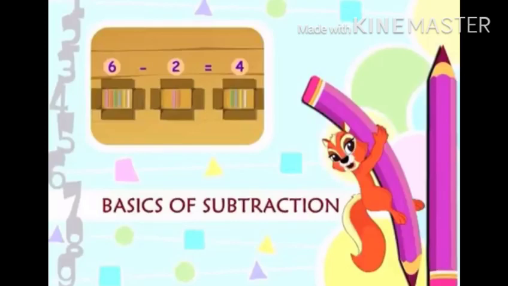For example, you have 6 pencils and you give me 2. So how many will remain with you? What you have to do is you subtract 2 from 6 and the answer will be 4. So 4 pencils remain with you when you give 2 to me. This is how we start doing subtraction. Today we will learn some basic rules and properties of subtraction.